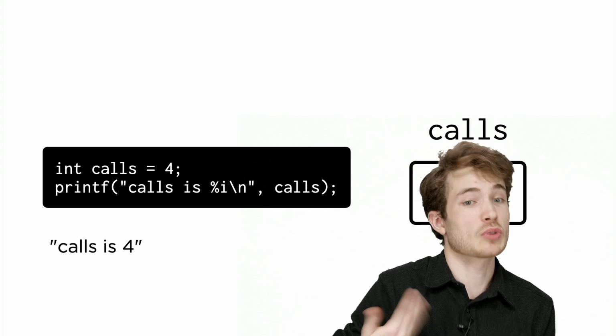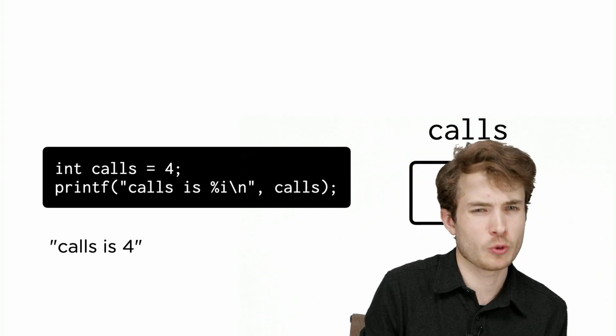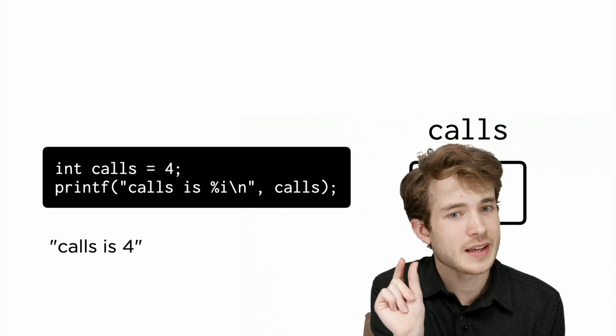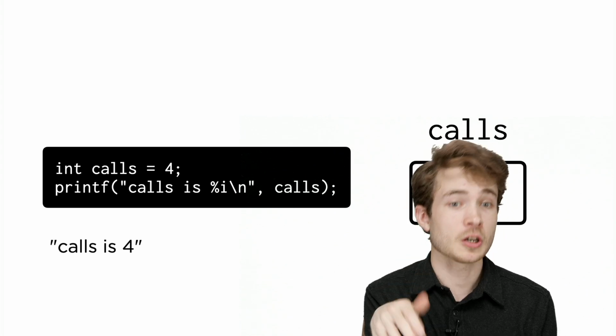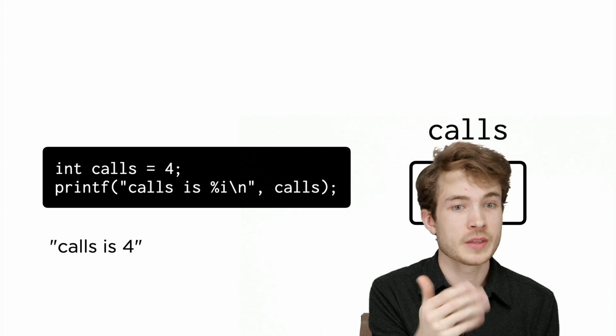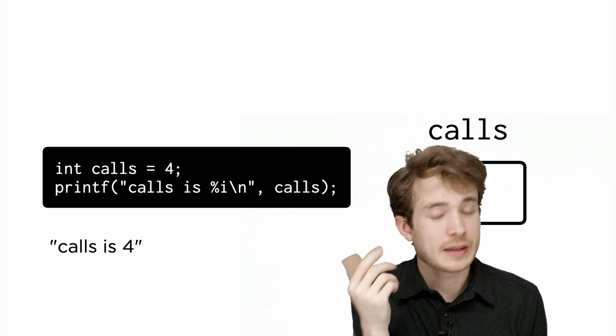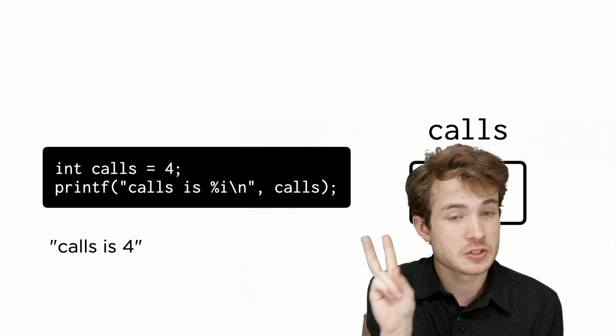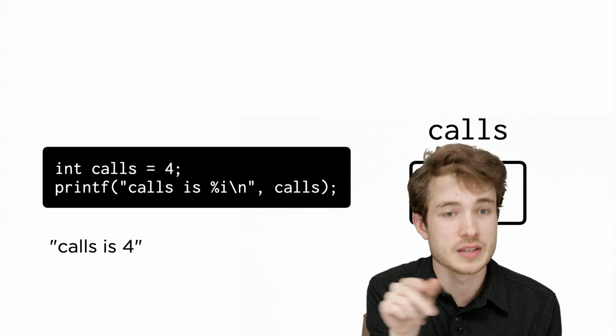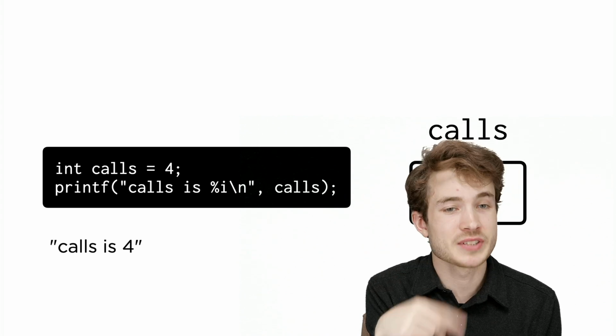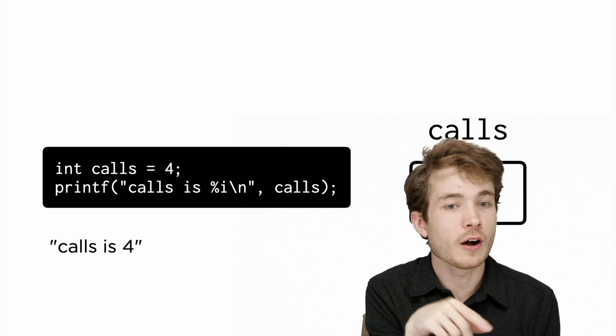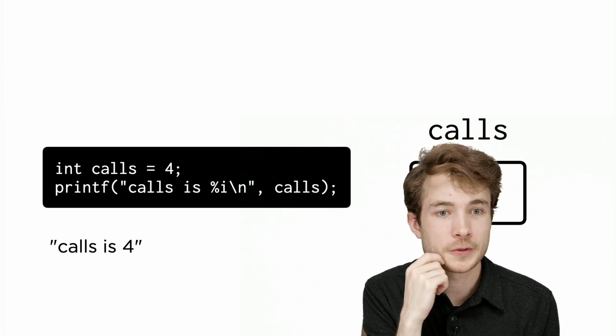And this is a special property of printf. You might be wondering, well, why is there an f at the end? Turns out that f stands for formatted. So I'm going to print something that will be formatted. And I have, on the inside of this string, if you will, calls is %i. I will replace that %i with the value of this variable called calls.